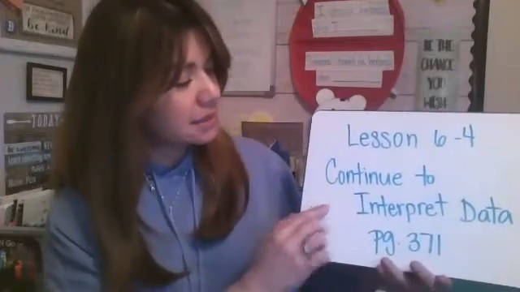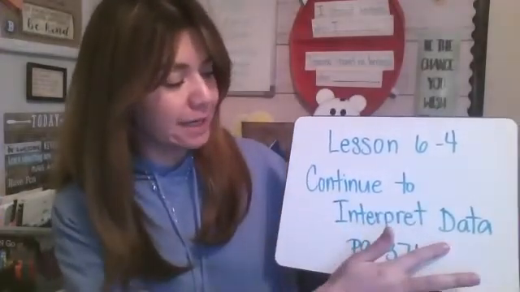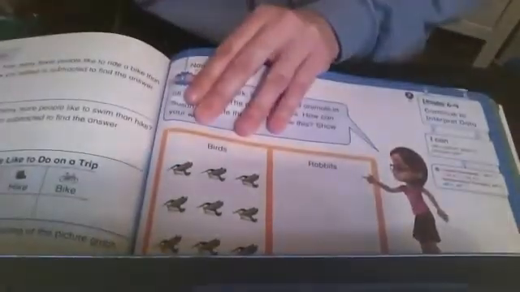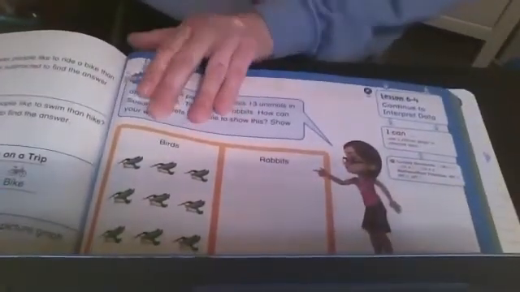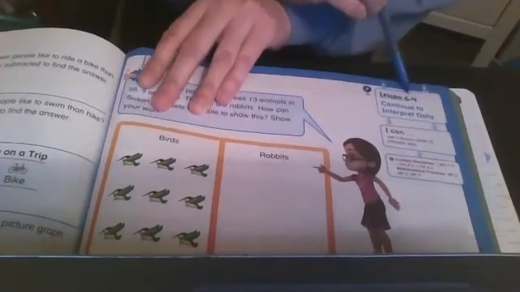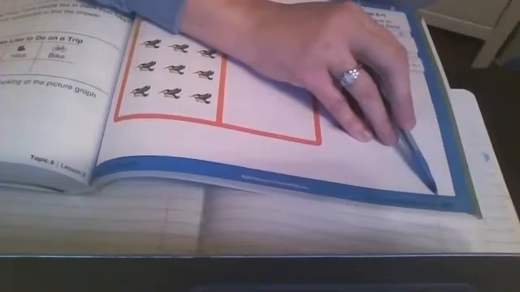They're going to be asking us to continue to interpret data. We're going to find that on page 371. So if you can please make sure you have your book out. Again, that's lesson 6-4. Let me share my screen with you, or my workspace, I should say. Continue to interpret data, 6-4. That's page 371. So here you go.